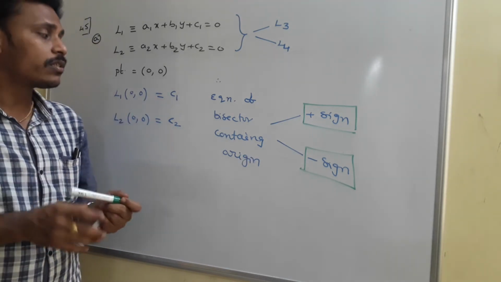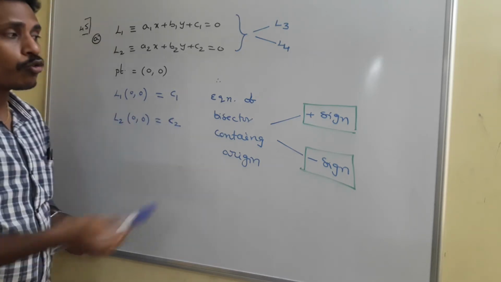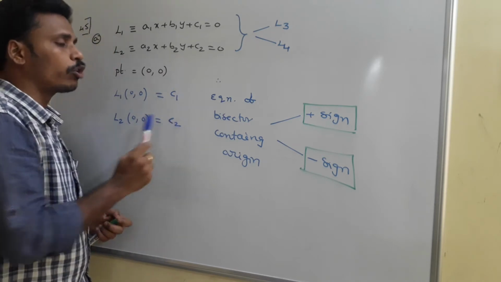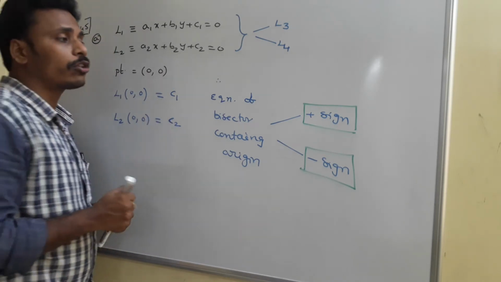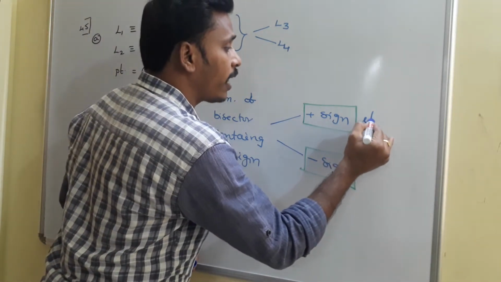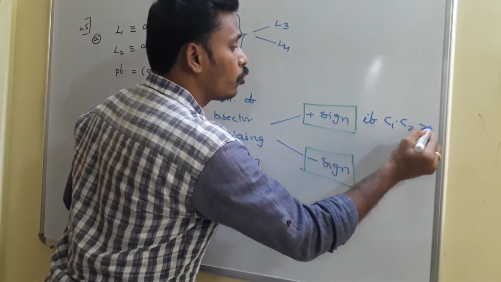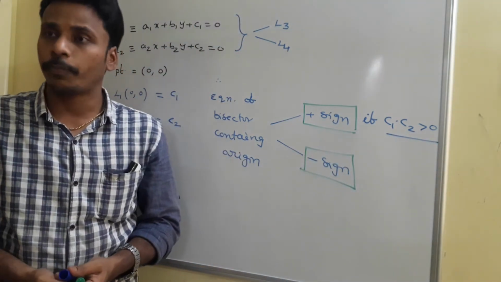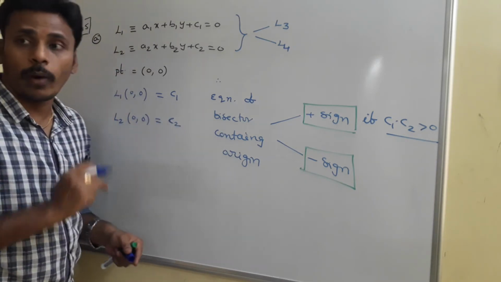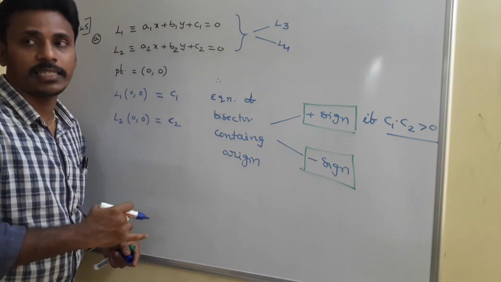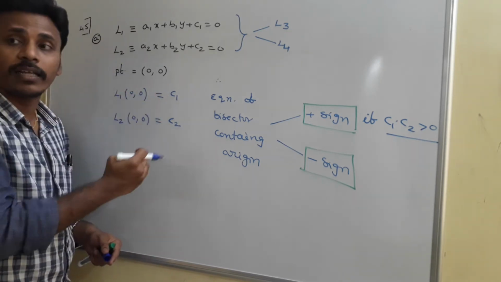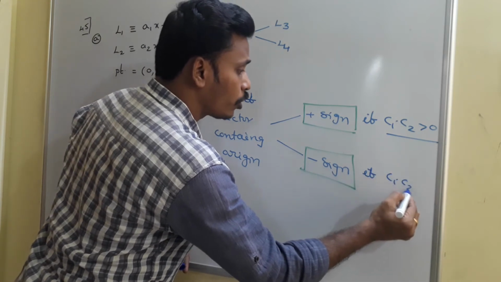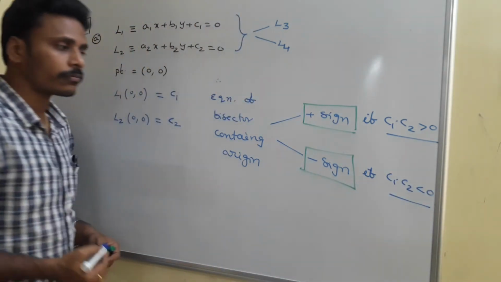Now, depending on C1 and C2, how to mention? Plus sign is the required bisector if either both are positive or both are negative. In the sense, you need to mention that the product C1 times C2 is positive, because both positive or both negative will result in a positive product. And the minus sign is the required bisector if one is positive and the other is negative. In that case the product is negative, so if C1 times C2 is less than 0, minus sign.